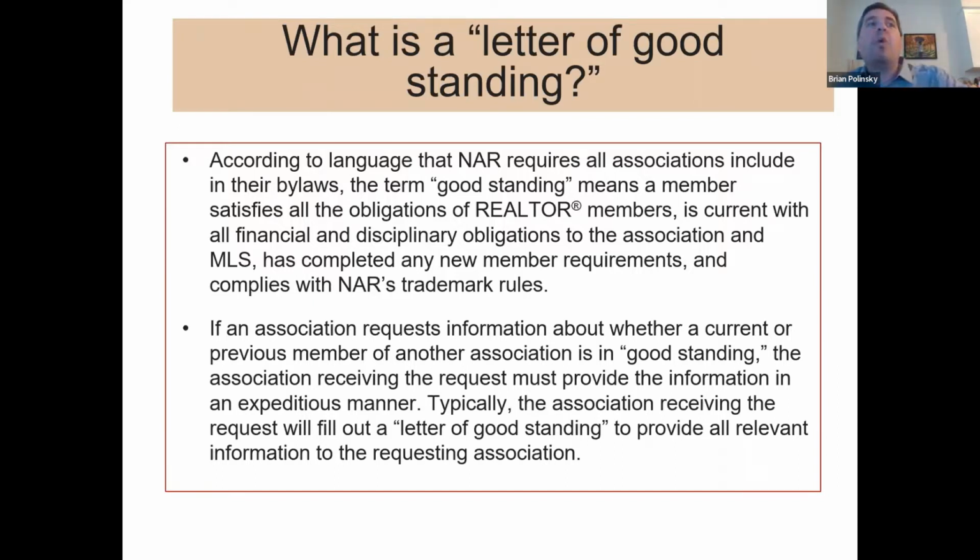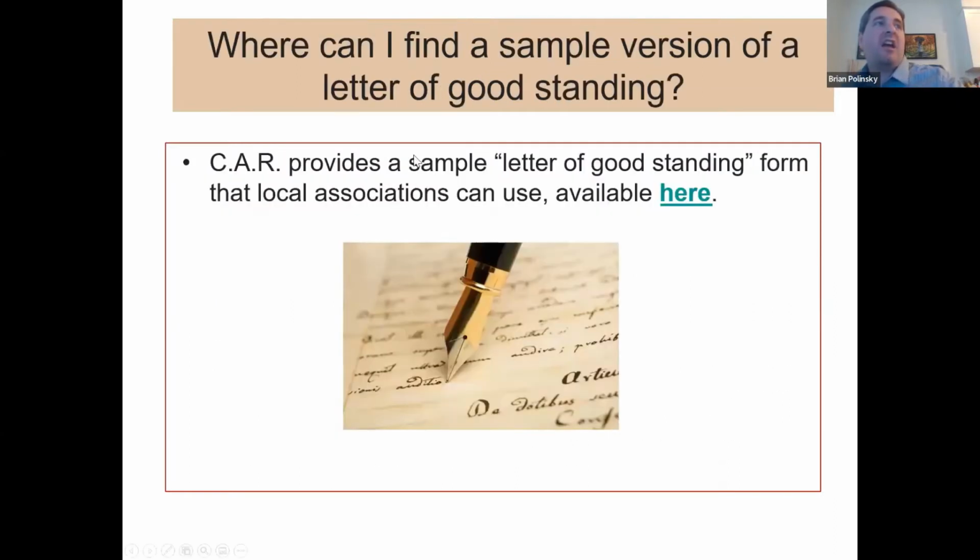Now, if an association requests information about whether a current or previous member of another association is in good standing, the association receiving the request must provide the information expeditiously. So typically, the association receiving the request will fill out a letter of good standing to provide all the relevant information to the requesting association. And C.A.R. actually provides a sample letter of good standing form that local associations can use. It's available at this link. Why don't we take a look at it right now?